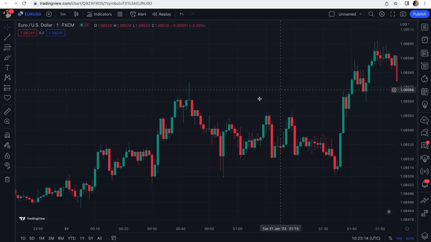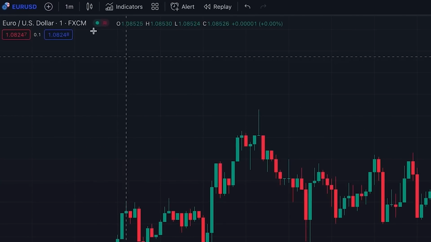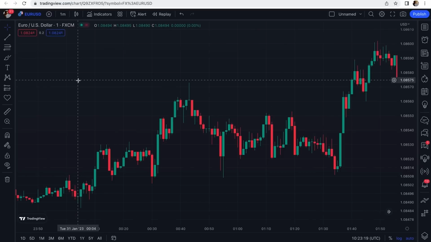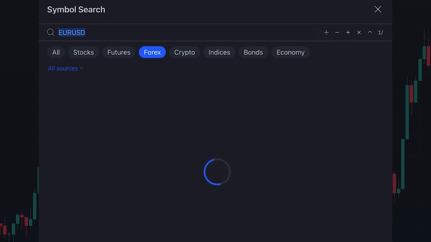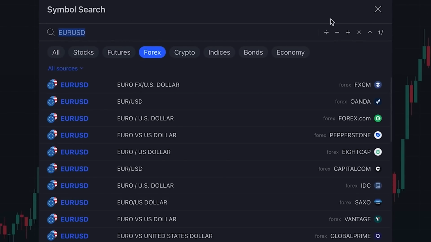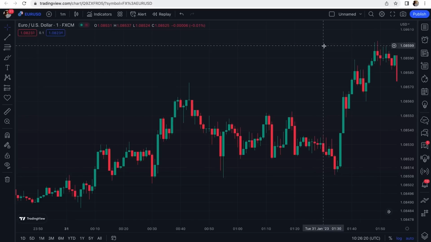Alright, as I said, this is a 1-minute scalping strategy. So here we set the chart time frame on 1 minute. This is the price chart of euro to US dollar, but there is no limitation on this and you can use this scalping strategy on any other asset or market, whether it's Forex, crypto, or stocks. The only requirement in terms of the asset or market is trading volume and liquidity.